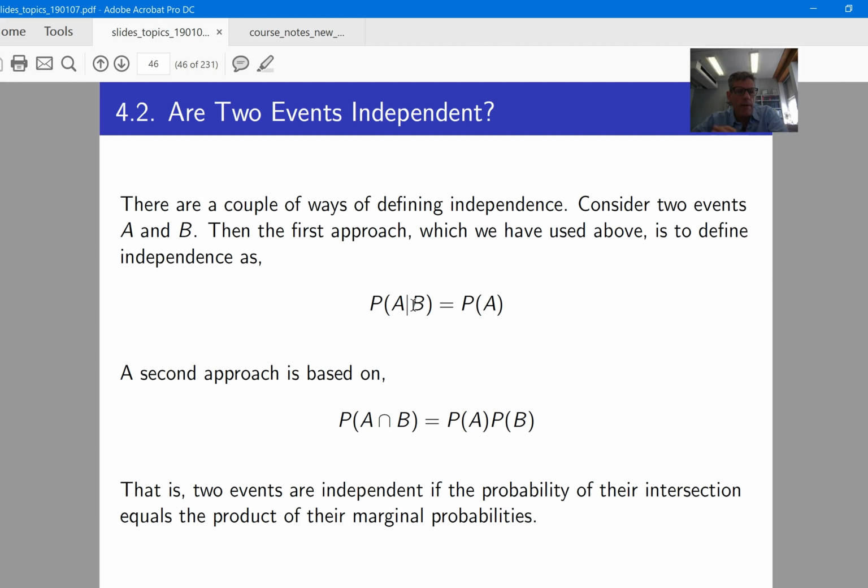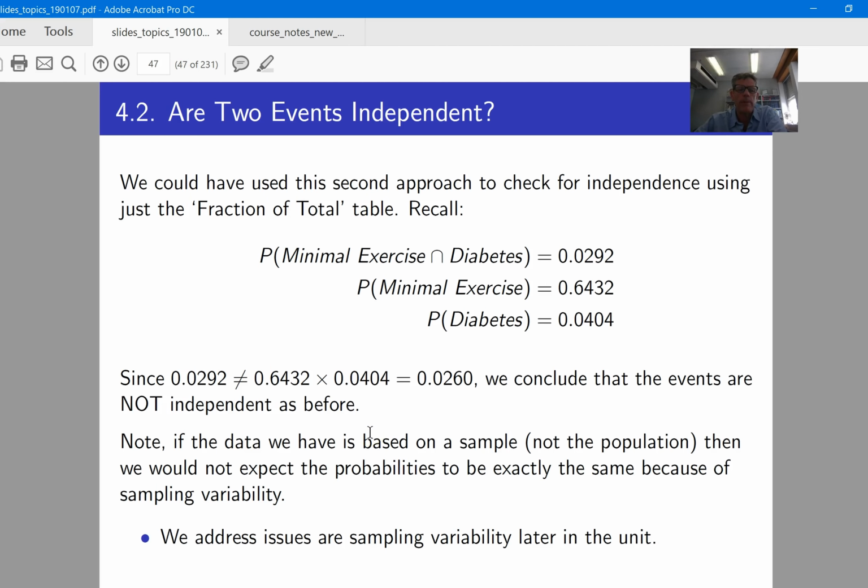but you can play around with formulas here and rearrange that and write the same kind of statement in a slightly different way, and that's what this second formula is doing. We could also claim independence by looking at the marginal probabilities and multiplying them together and seeing whether they equal the joint probability, or the intersection probability.